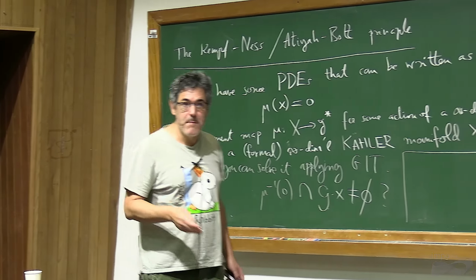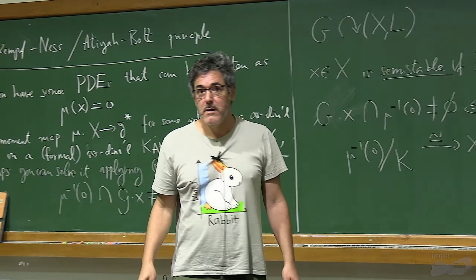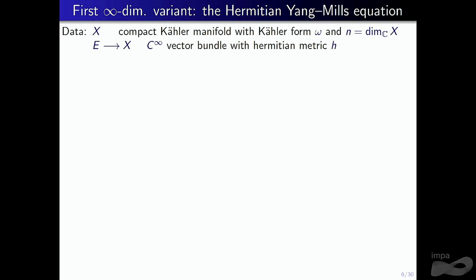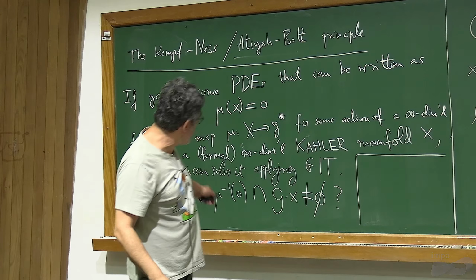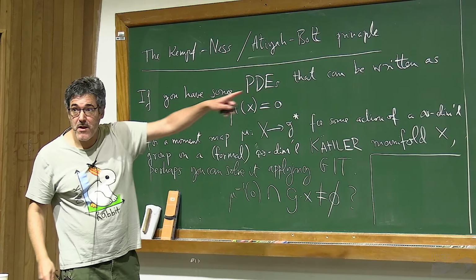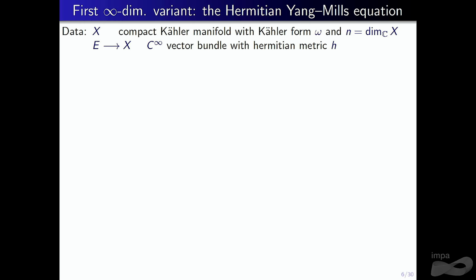So now I want to explain what I think are the main examples where this applies. It's very well explained in many papers by Donaldson, I think, and he has applied it many times in very non-trivial cases. The first one is the Hermitian–Yang–Mills equation, and this comes from an observation of Atiyah and Bott. It was very nice. That's why I say it could be the Atiyah–Bott principle, because they are the ones that bring the Kempf–Ness theorem to solve PDEs. So you start with a Hermitian vector bundle on a compact Kähler manifold.